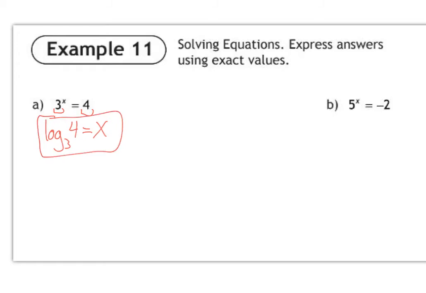For the next one, I'd like you to take a look at this before we try to solve this. Because if I've got 5 times 5 times 5 some number of times, there's no way that I could ever get this to be a negative value. So this is one that would have no solution. If we think about this graphically, we have an exponential that has an asymptote at 0. We want to find where this is negative 2, and this graph never goes to negative 2.